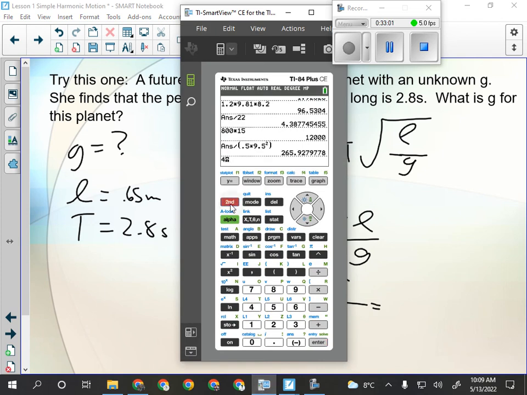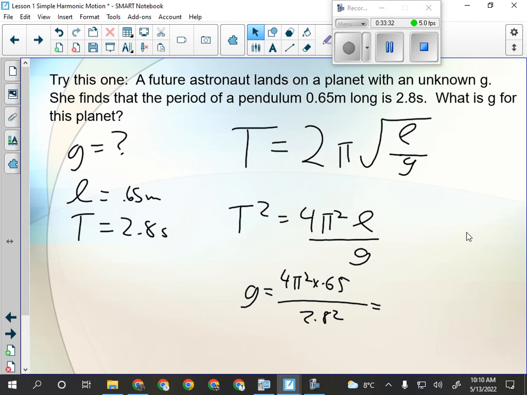All right, so 4 pi squared times 0.65 divided by 2.8, right? Yeah, 2.8 squared. All right, so the acceleration due to gravity on that planet is 3.27. Actually, we only have 2 sig digs. 3.3 meters per second squared, which would make it likely Mars, which has 1/3 of Earth's gravity. All right, everybody okay with how that one works? Okay, nothing too tough about that.